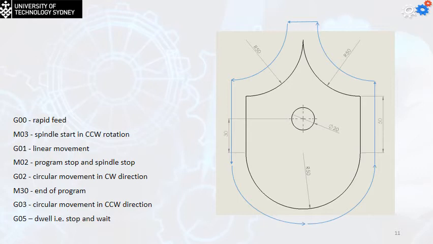G02 is the clockwise direction. M30 is the end of the program. G03 is circular movement in the counterclockwise direction, and G04 is idle, for example, stop and wait to change the tool or change the part.